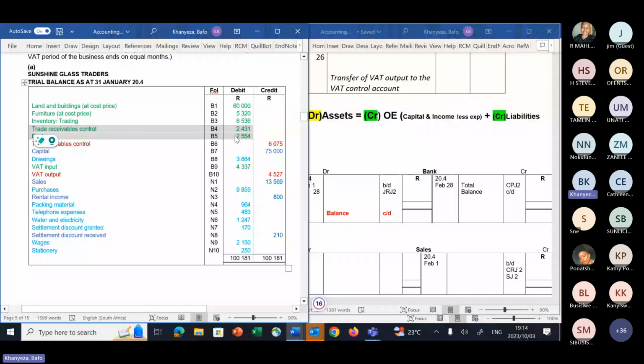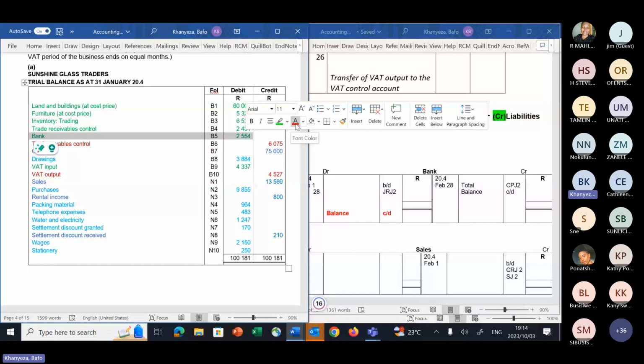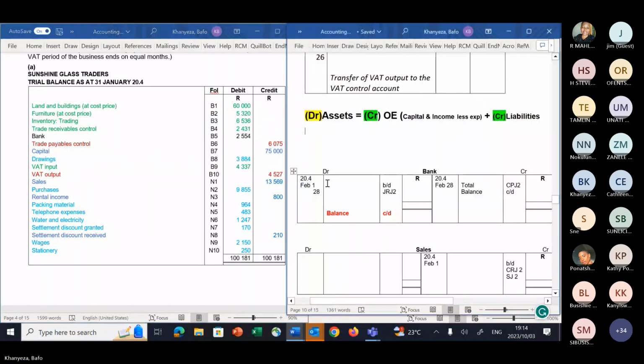So I'm coloring black, white. So we start with the balance. The balance of bank is a debit side because it's an asset, which is on the debit side. So how much was this opening balance? I've just highlighted it for you. It was 2,554.